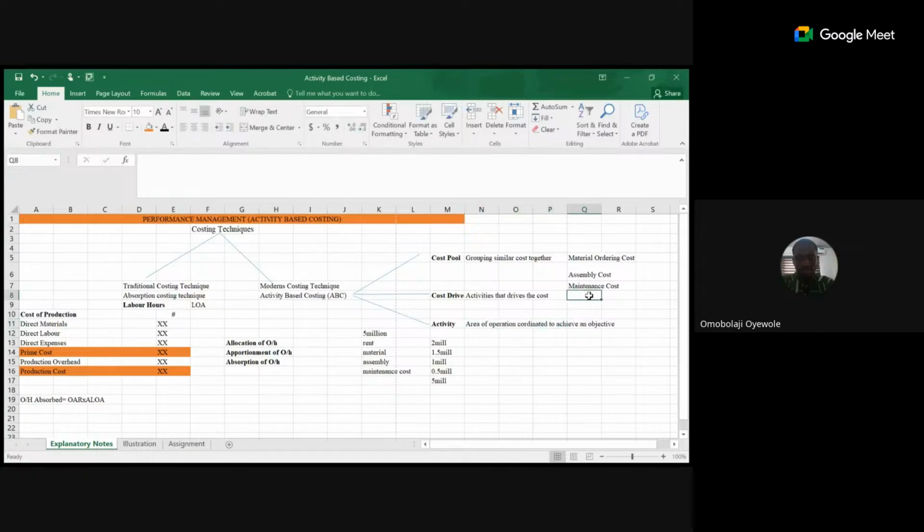Now, the cost driver. For every cost pool, there's a cost driver. So we talk about material ordering costs. The cost driver for material ordering cost will be the number of what? Orders. The cost driver for your assembly cost will be your what? Labor hours. And the cost driver for your maintenance cost will be your what? Machine hours.